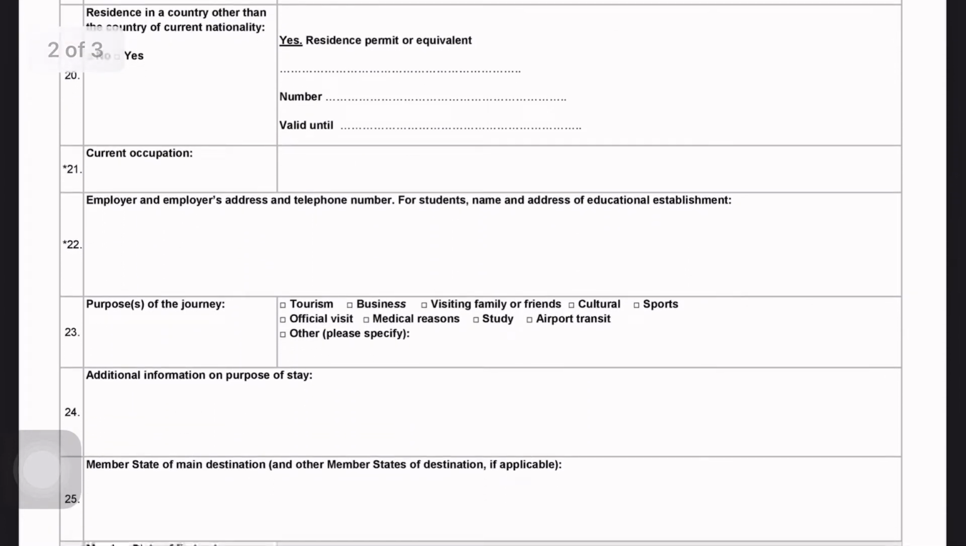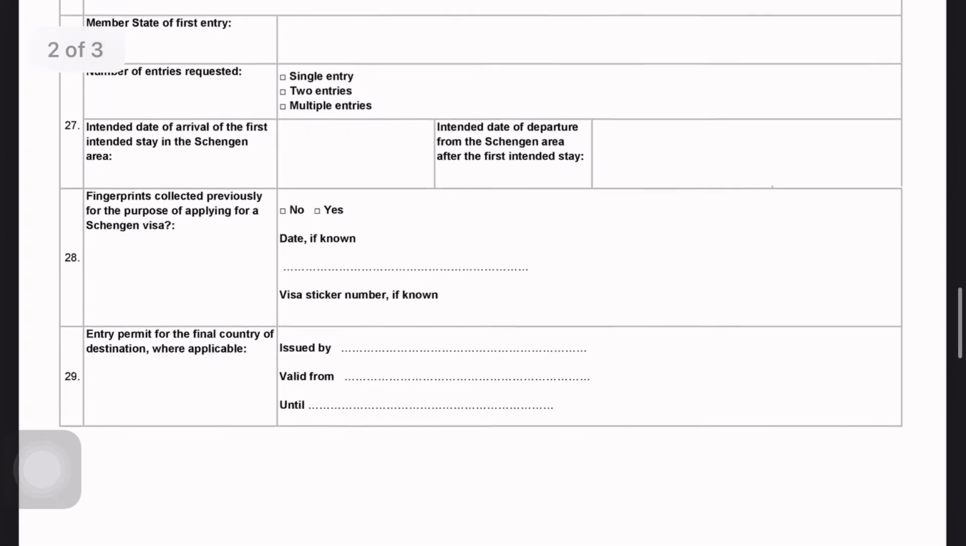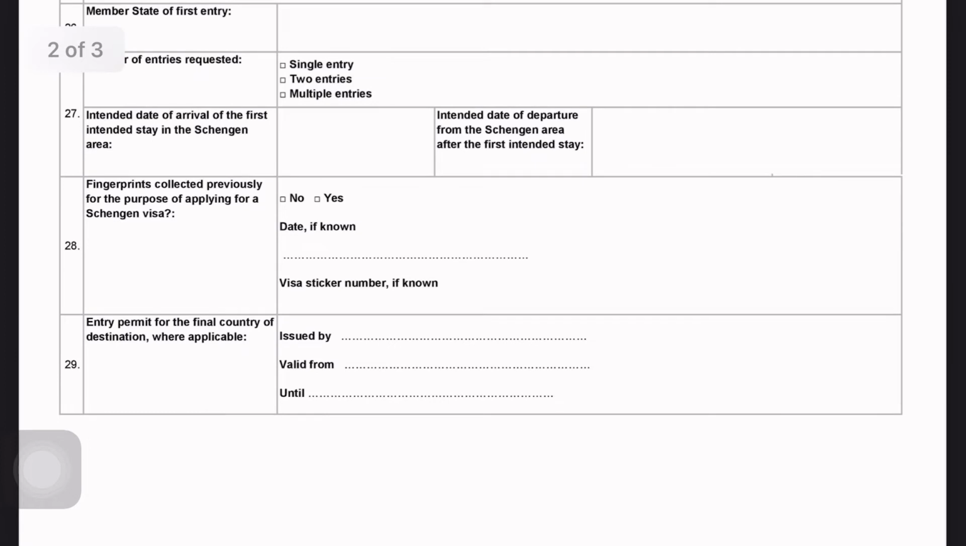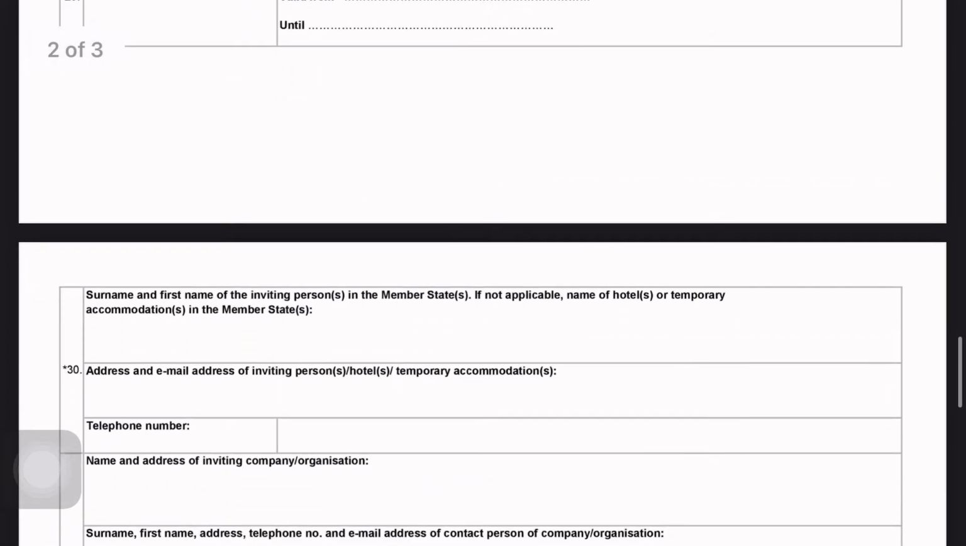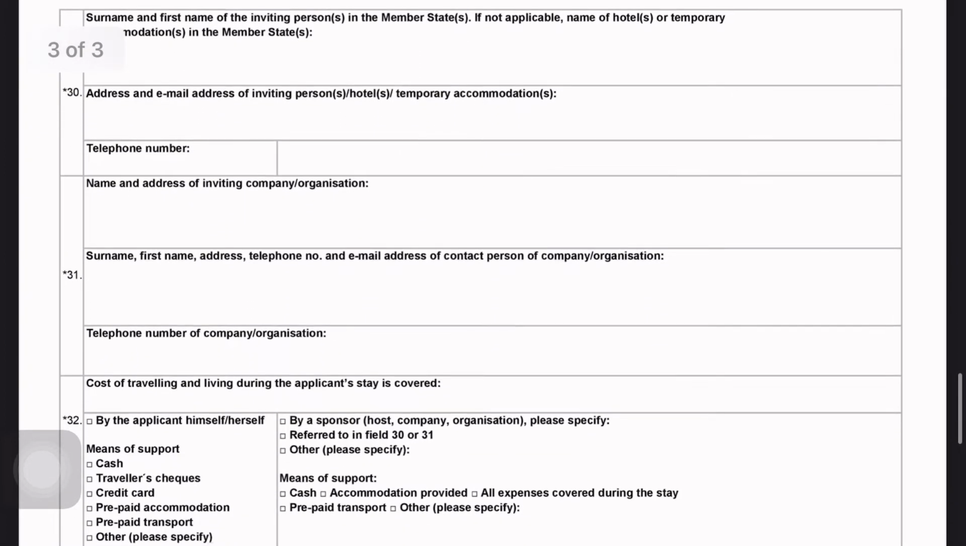So today we will discuss the whole form, how to download it and how to fill it, or whether we have to fill it manually, or we can type it, or write it down on the form. So let's go guys, we will start this.